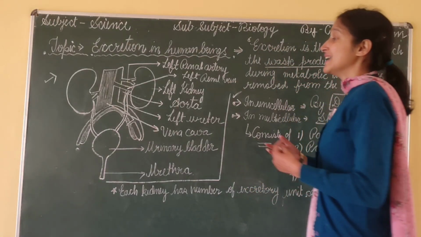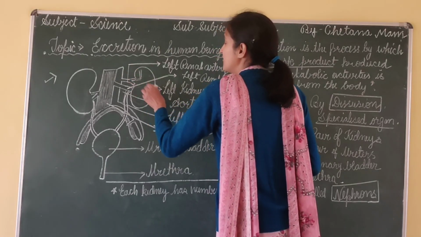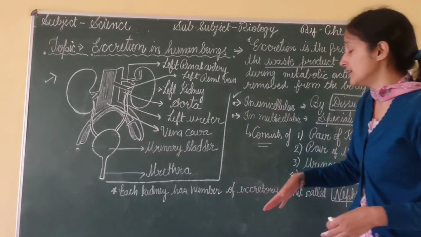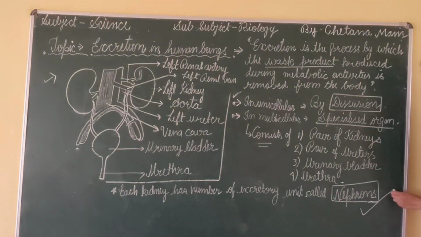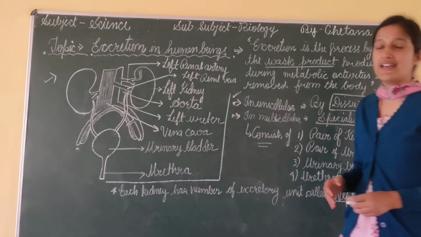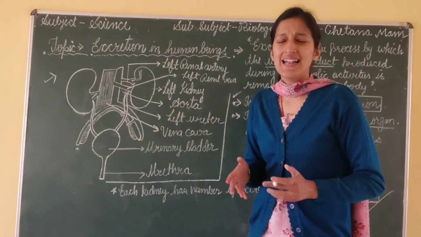Here it is written that each kidney has a number of excretory units. It means if we see inside the kidney, there are so many excretory units which are known as nephrons. Now the nephron has a very important function in the excretory system. Let us know about that.